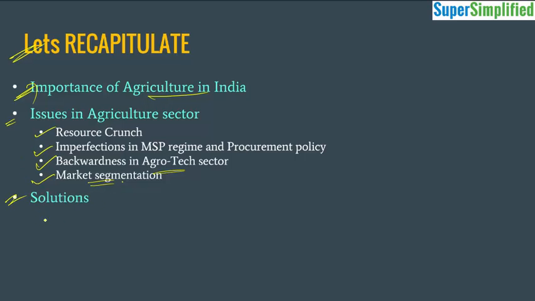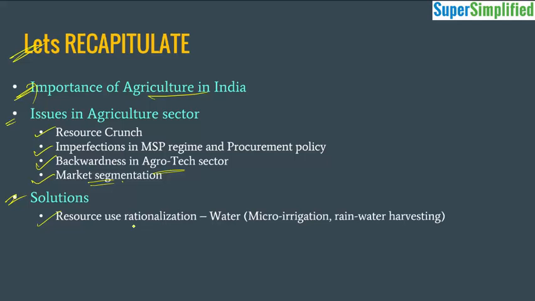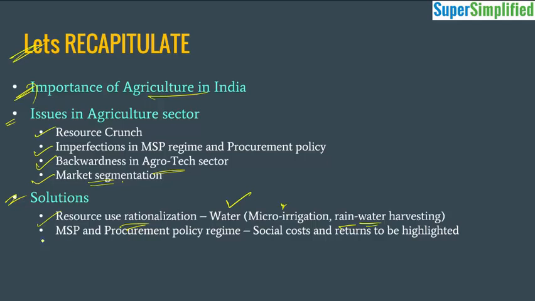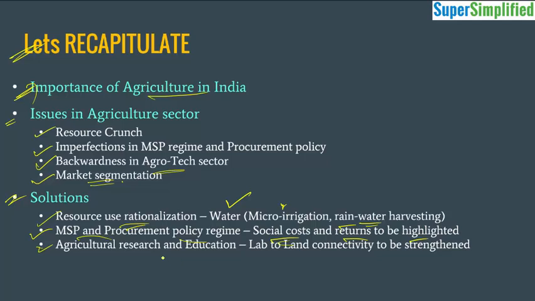Then we saw the solutions, the four solutions. The first one is that resource use rationalization has to happen, mainly in the sector of water. We have to resort to micro irrigation, we have to use sprinkler and drip irrigation systems, and rainwater harvesting is to be employed. Then we saw the MSP and procurement policy regime, where the social cost and returns are to be highlighted apart from the private cost and private returns. Then agriculture research and education is to be augmented by private sector investment.